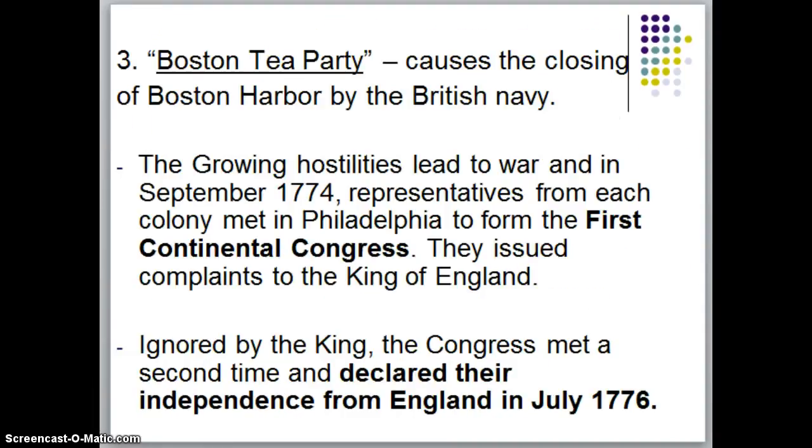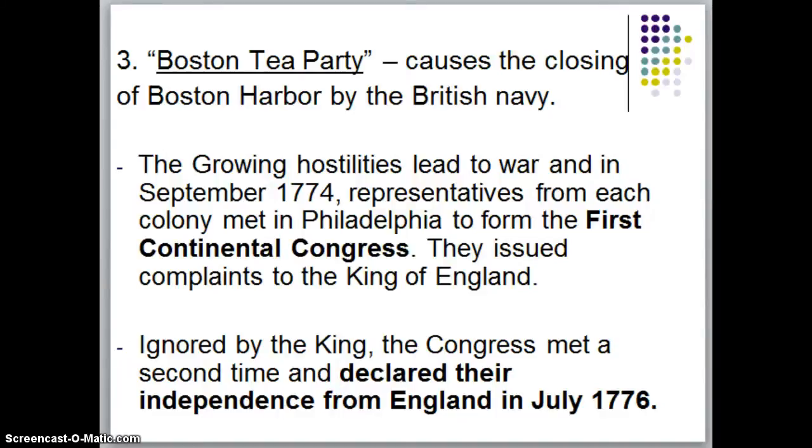All right, the third is the Boston Tea Party, and this causes the closing of the Boston Harbor by the British Navy. So the growing hostilities are going to lead to war, and in September of 1774, representatives from each colony here in the Americas are going to meet in Philadelphia, and they're going to form the First Continental Congress. They issued complaints to the King of England.